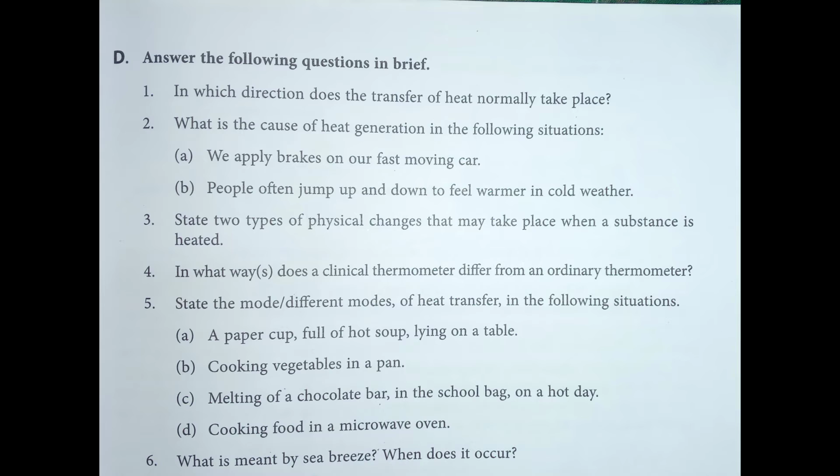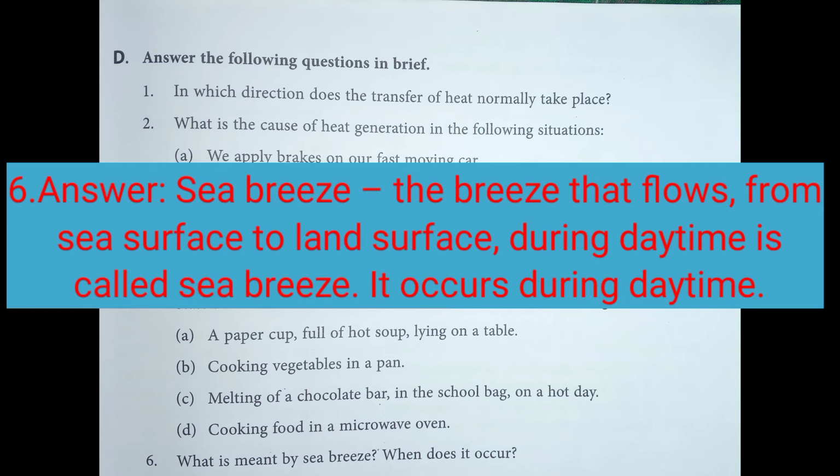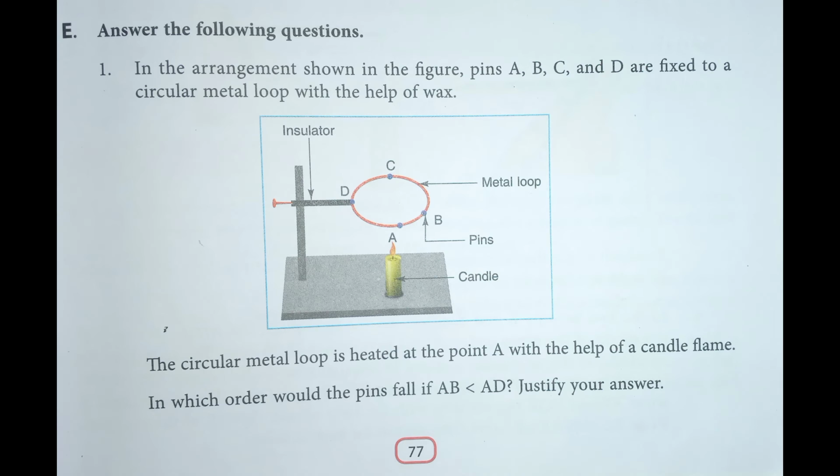Question number 6. What is meant by sea breeze? When does it occur? Answer. Sea breeze. The breeze that flows from sea surface to land surface during daytime is called sea breeze. It occurs during daytime.